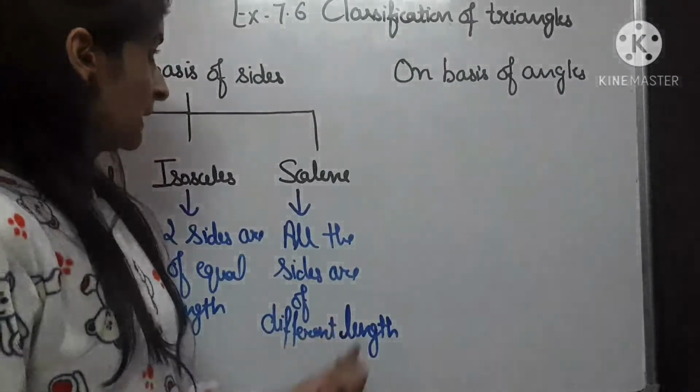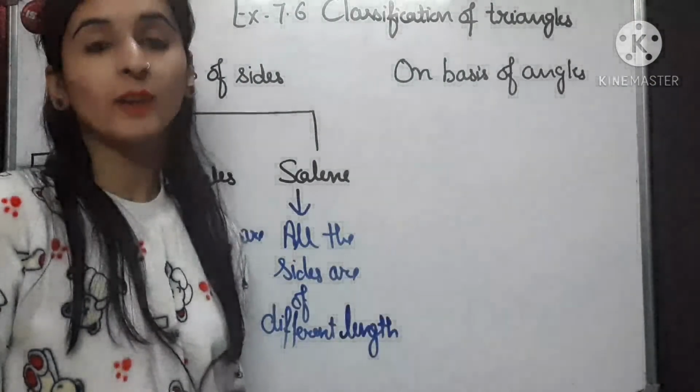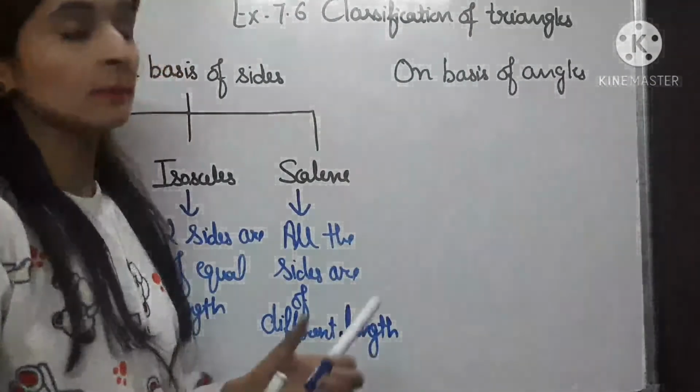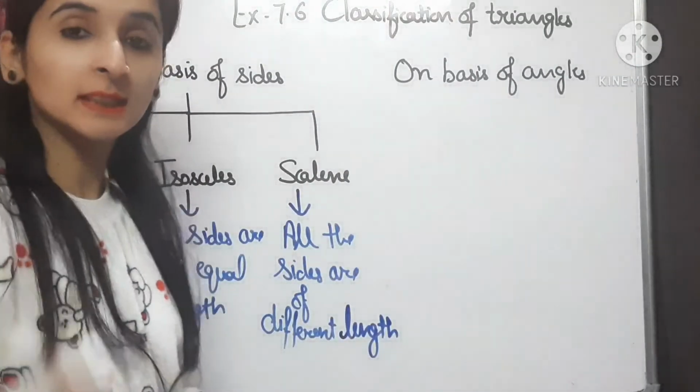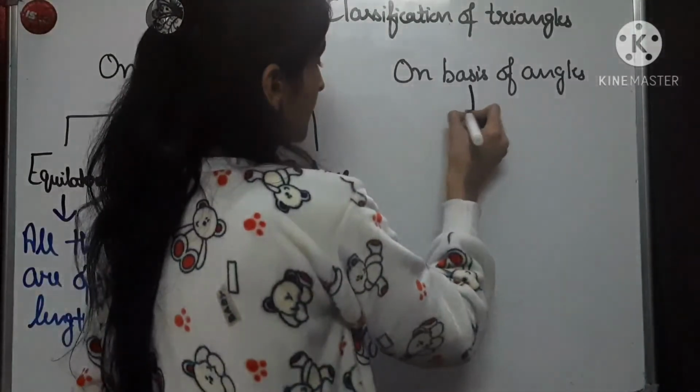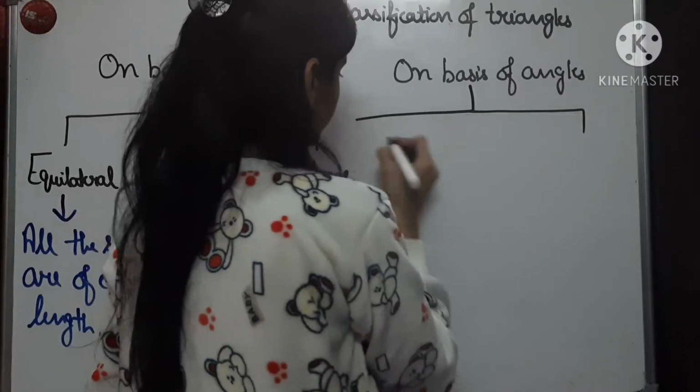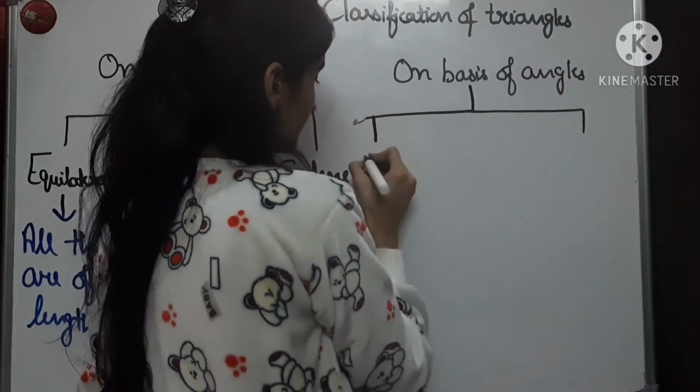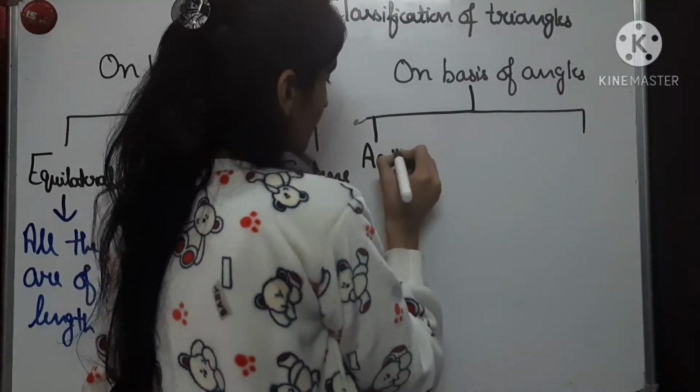Then we have the classification on the basis of angles. So children, on the basis of angles also we have three types of triangles. First one is the acute angle triangle.